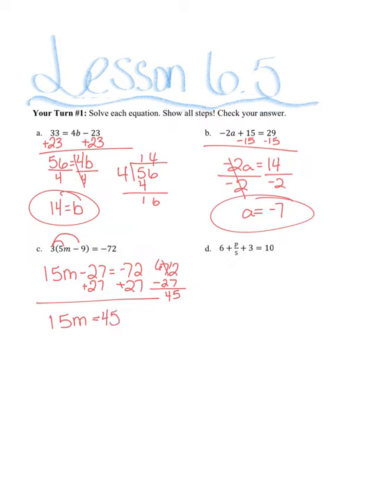So I've got 15m equals 45. And now I'm going to divide by 15 on both sides. And m is equal to 3.